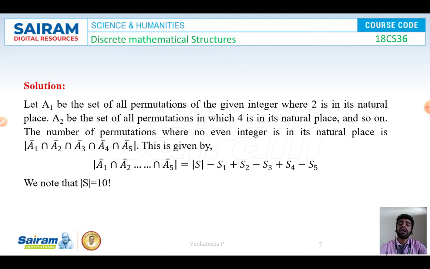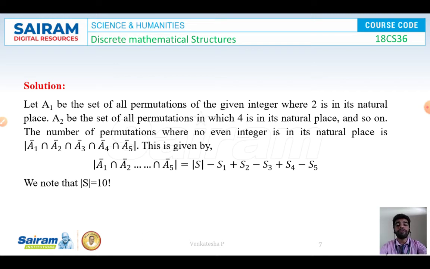Now the number of permutations where no even integer is in its natural place is given by the order of A1 complement intersection A2 complement intersection A3 complement intersection A4 complement intersection A5 complement. It is given by order of S minus S1 plus S2 minus S3 plus S4 minus S5. So now we have to compute all of these, S1, S2, S3, S4, S5.